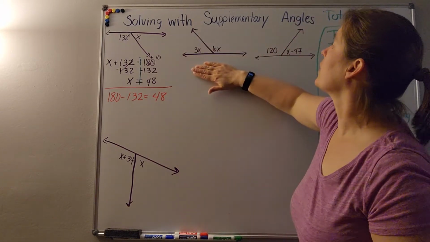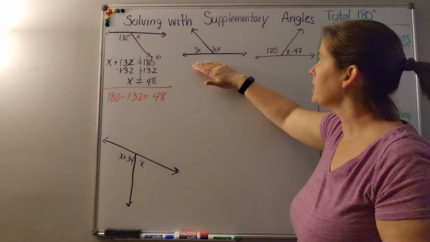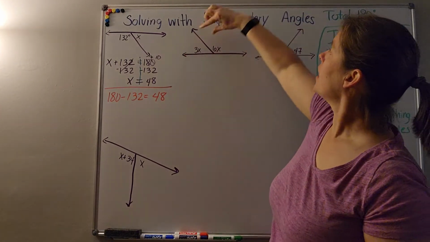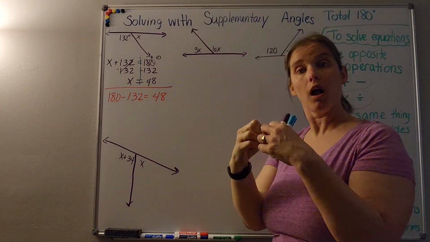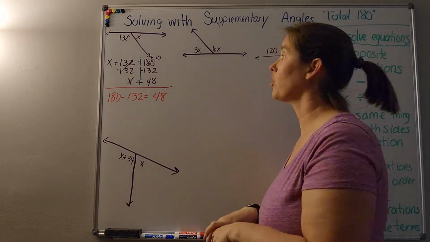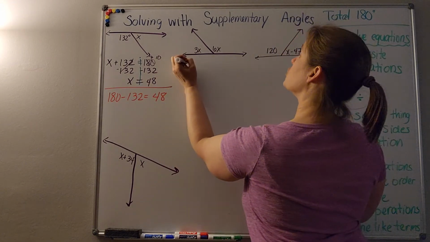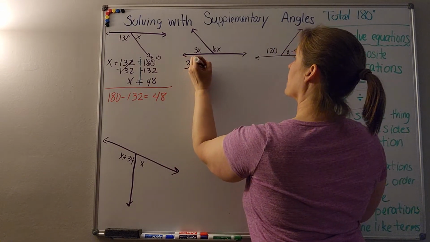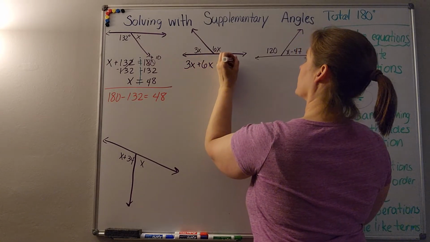So let's step over here and take a look at this example. In this one, we have a 3x piece and a 6x piece. Those two small angles combine to form 180 degrees, so we're going to add them. 3x plus 6x equals 180.